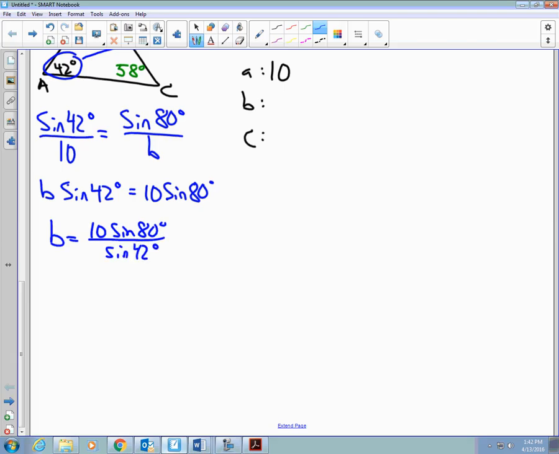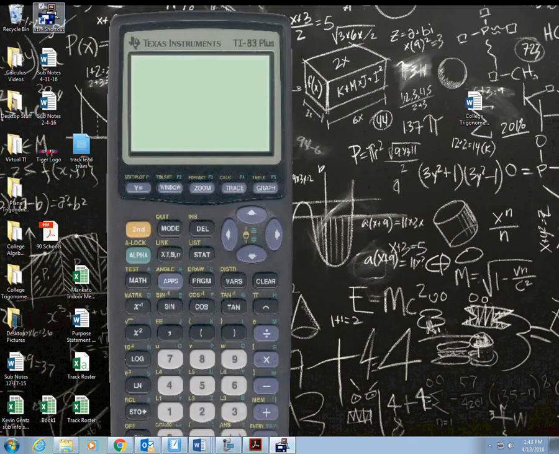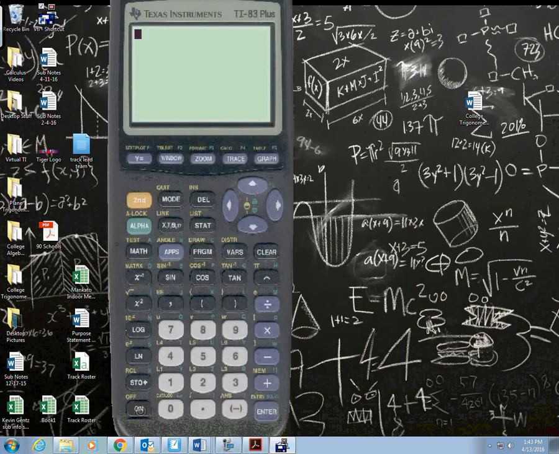So there's no way I could do this without having my calculator. So I go ahead and grab my calculator. Hopefully it's charged up. Here we go, calculator. There it goes. Mode. Need to make sure that I'm working in what?